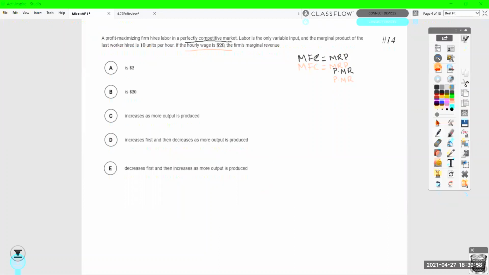Okay. And then the factor cost is going to be that hourly wage of 20, because it's in a perfectly competitive market. We know that it's going to be 10 units. Actually, I'm sorry, this was supposed to be marginal product, not revenue. Price times the marginal product. So the marginal product is going to be 10, and I need my price. So my price is going to be $2.